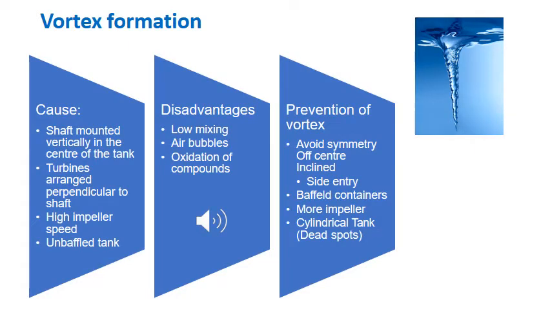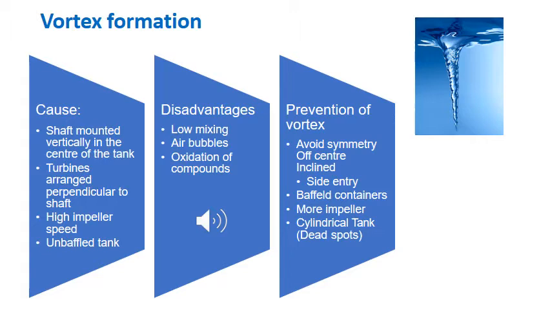So the image that you can see on the right hand side of the slide is that of a vortex. The strong circulatory flow pattern during liquid-liquid mixing sometimes manifests into the formation of a vortex. A vortex can be formed because of many reasons. It could be formed because of very high impeller speed, when there are no baffles in the tank, or the turbines are arranged perpendicular to the shaft, or if the shaft is mounted vertically in the center of the tank. These are the reasons why a vortex is formed.